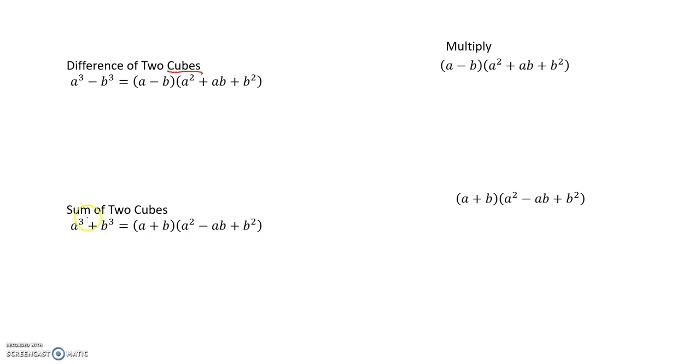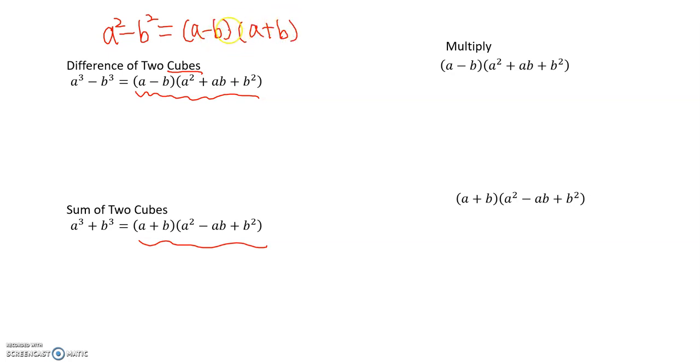But notice that for squares, we don't have a sum of two squares. This only works for cubes. Now, these are the two formulas here. As you can see, they are more complicated than the difference of two squares formula. So if you remember, difference of two squares is the product of a minus b times a plus b, or a plus b times a minus b. These two are called conjugates of each other.